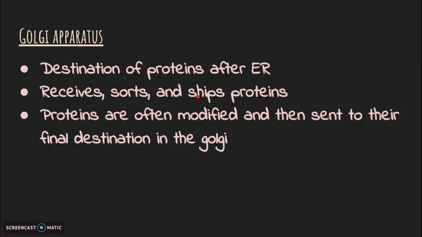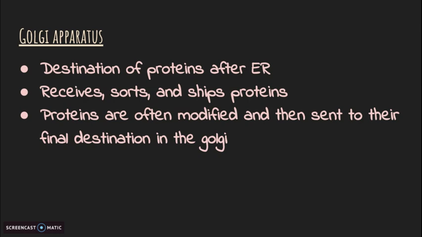So the Golgi apparatus is where proteins go after the endoplasmic reticulum. The endoplasmic reticulum will make the proteins, and then they'll send a vesicle with the proteins to the Golgi apparatus. And at the Golgi apparatus, they will receive, sort, and ship the proteins. What that means is that they will receive the proteins, of course. They will sort them out so that they can go to where they're supposed to go. So it's kind of like a UPS or USPS or any shipping facility. They will take them to their specific places, and then they'll ship them out to their specific places.